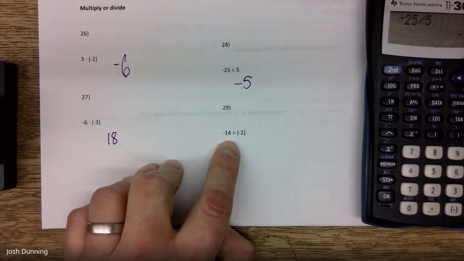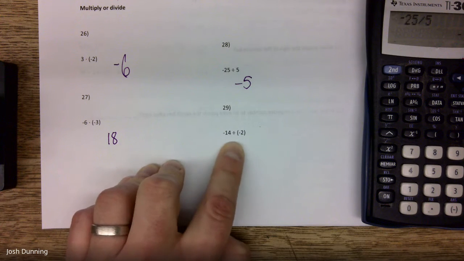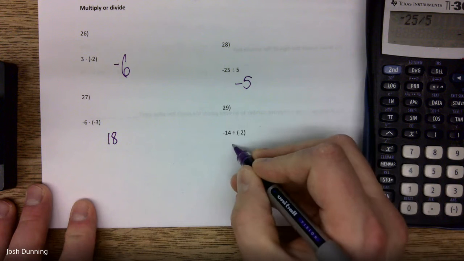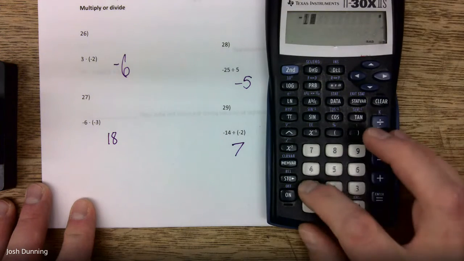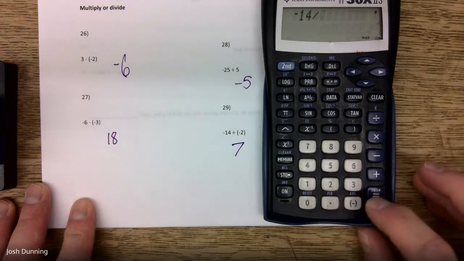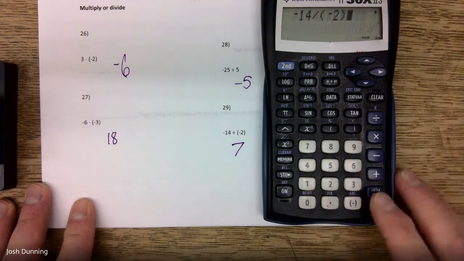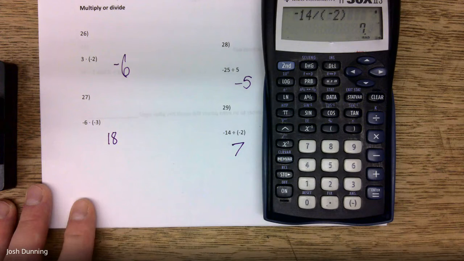29, same sign, they're both negative. 14 divided by 2, 7. Since it's the same sign, keep it positive. And again, you can just type it in. 7. There we go.